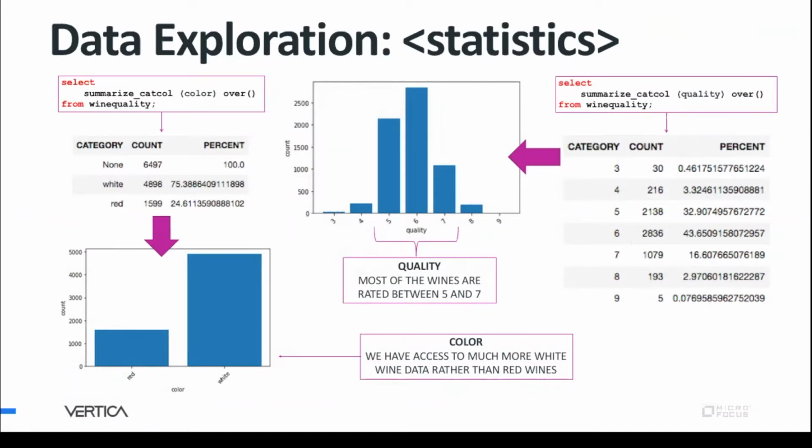we can see that we have a lot of white wine and like a quarter of red wine, which means that we need to split this data set into two data sets, one for white, one for red.